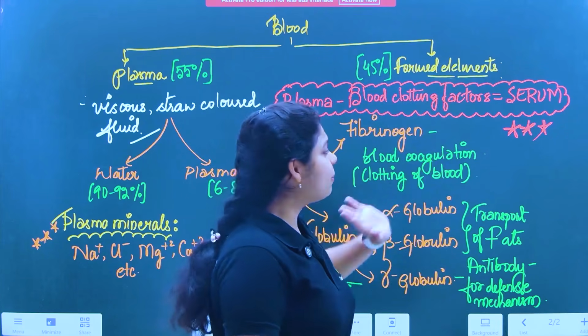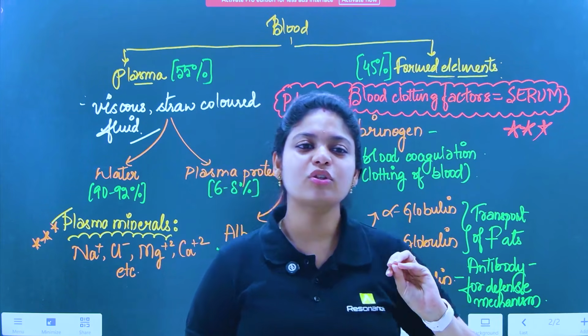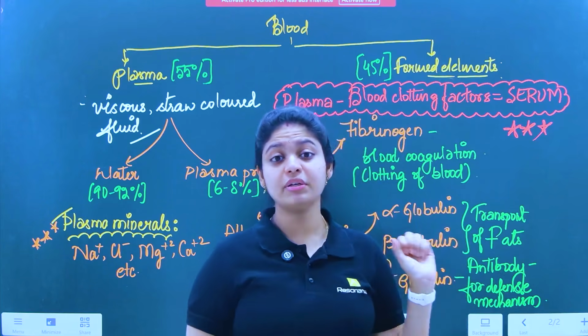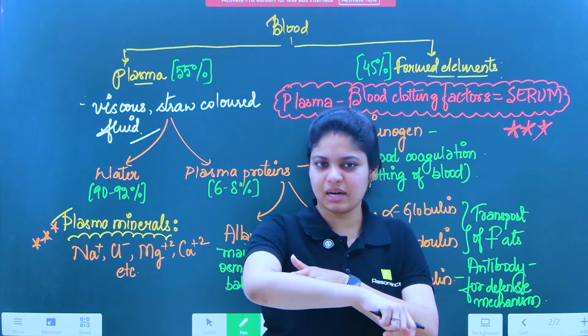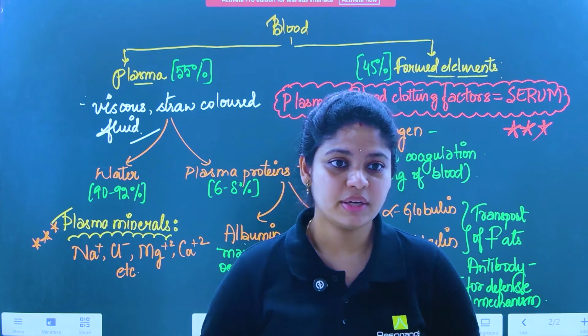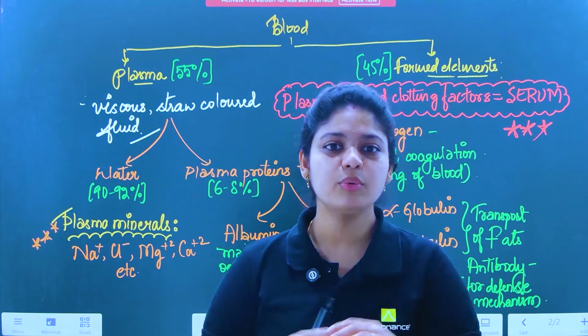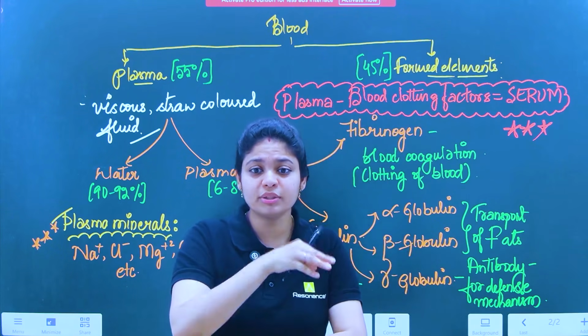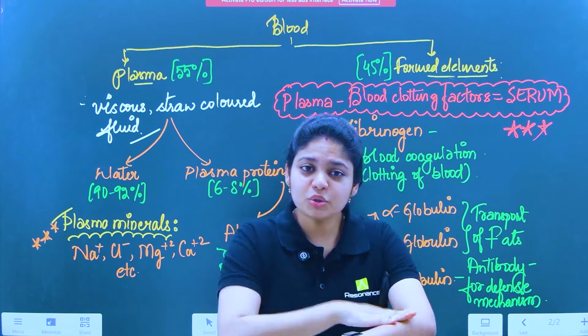Fibrinogen is nothing but a blood clotting factor. In our blood, we have certain clotting factors. So whenever you have a cut on your hand or any part of your body, you get a wound. Understood? So when you get a wound, what will happen? Blood will continuously flow through that wound. But we need to stop it.